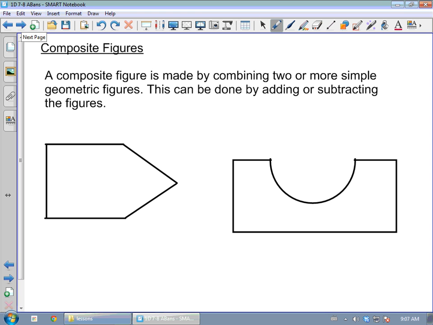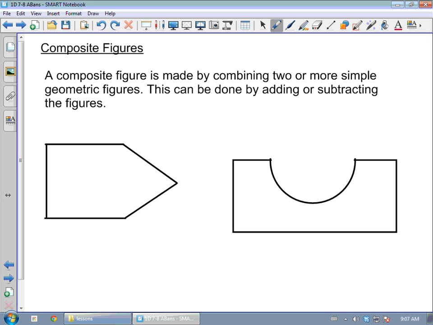So first off, what is a composite figure? Well, as it says on the sheet, a composite figure is made by combining two or more simple geometric figures together. Simple geometric figures are things like squares, rectangles, circles, triangles, things that you know how to calculate the area and the perimeter of. These shapes are listed on your formula sheet, basically. We take two or more of these simple shapes and we either add them together or subtract them from one another to get a composite figure. So what you want to be able to do is take a composite figure and break it down into simple figures. So let's look at this one on the left here.